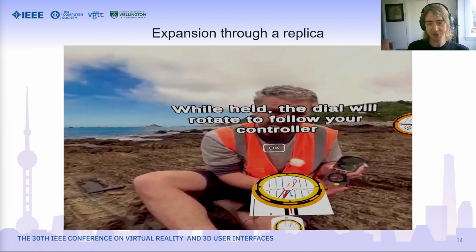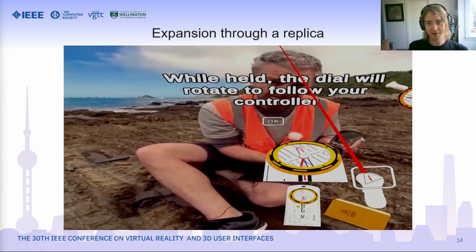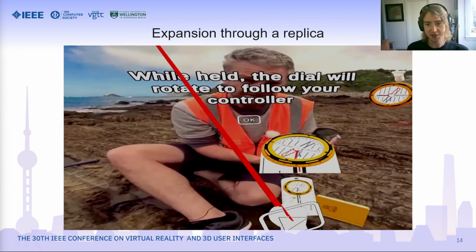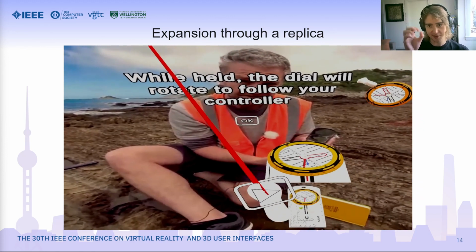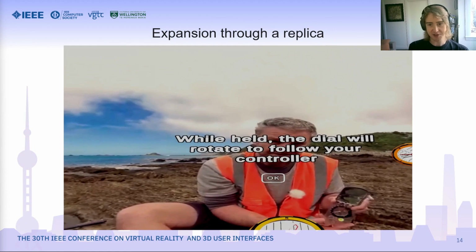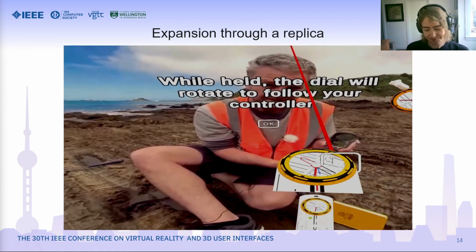The second one is we still use the enlargement idea, but instead of enlarging the compass in place, we create a separate replica that always hovers over the object and mirrors any manipulations made to it. So you can see here, as that dial is rotating, the expanded version does as well. So in this way, we have the larger version, which is easy to read off, but it's not obscuring the environment or the object's relation to the environment.